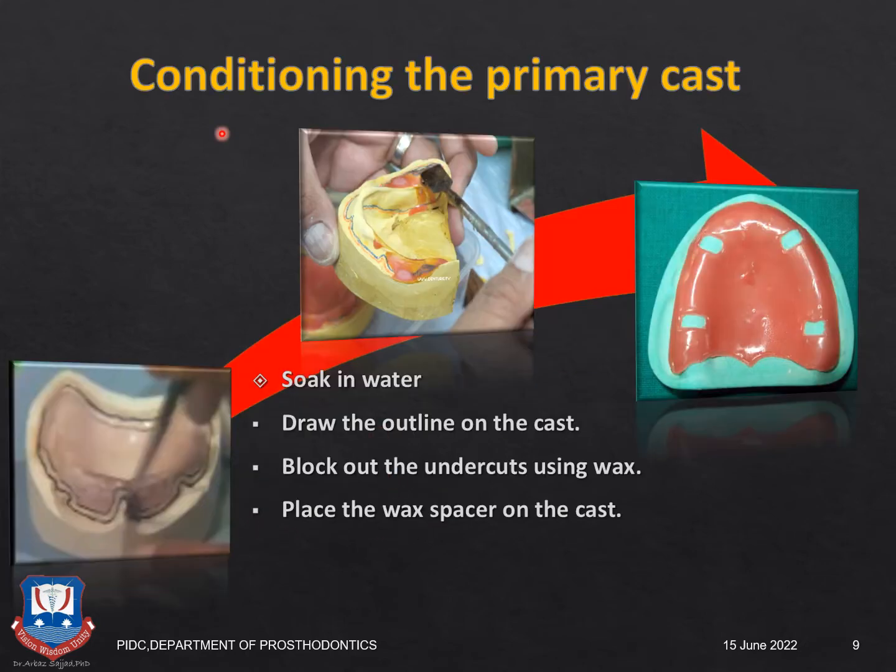So moving on, after the diagnostic cast has been poured, it is trimmed. You should ensure that it has a flat base, a proper land area, and then the diagnostic cast is relieved of any irregularities, voids, or projections. Then it is soaked in water. Then the outline of the sulcus, the special tray outline, and the outline of the wax spacer is drawn onto the diagnostic cast. This is followed by making of the wax spacer, and over this the custom tray is prepared.